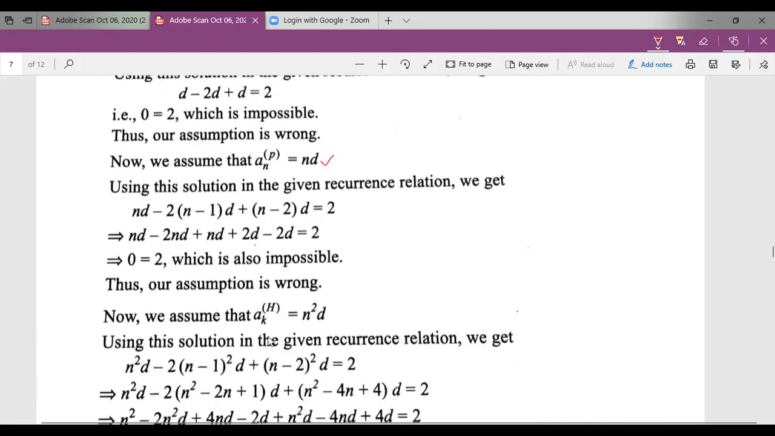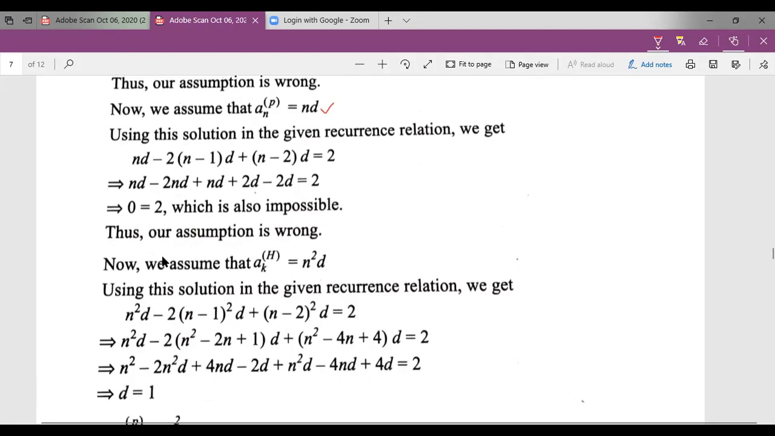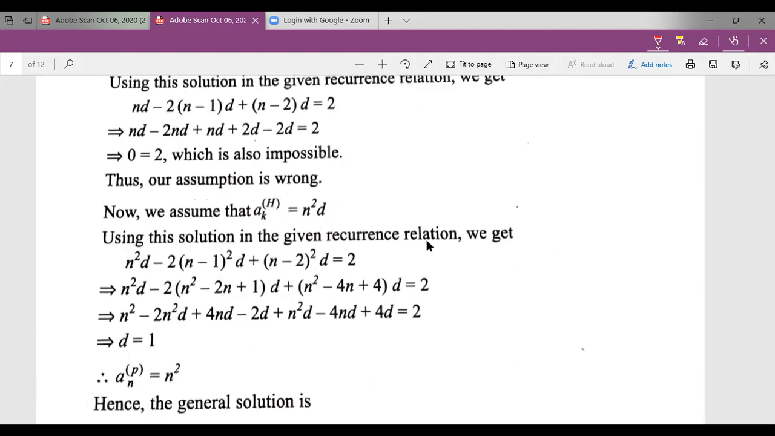So we take another attempt, that is a_n^(p) is equal to n square D. Using this solution in the given recurrence relation, we get n square D minus 2 into (n minus 1) whole square D plus (n minus 2) whole square D is equal to 2. We solve this equation, we get D is equal to 1. So we put D is equal to 1 in this equation. So a_n^(p) is equal to n square is the particular solution for the given recurrence relation.